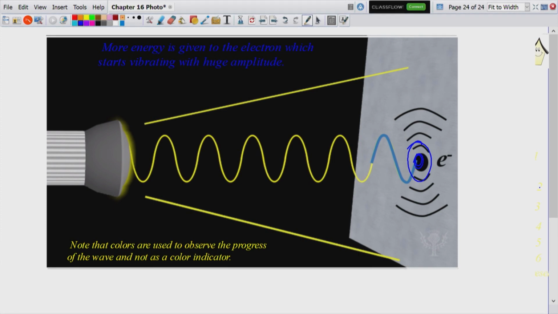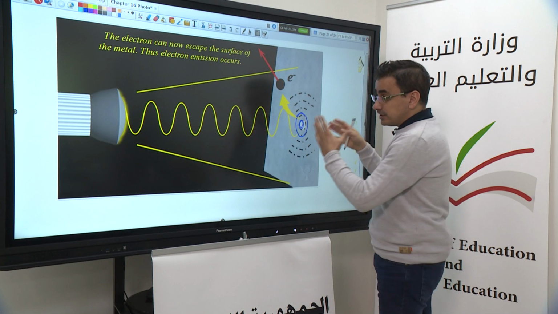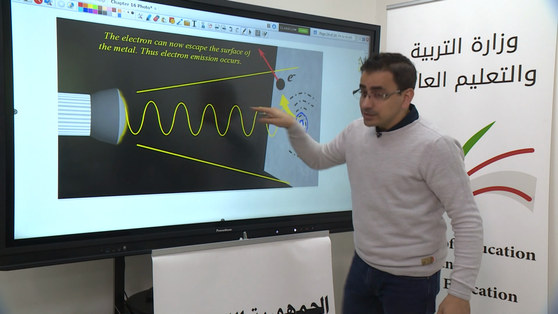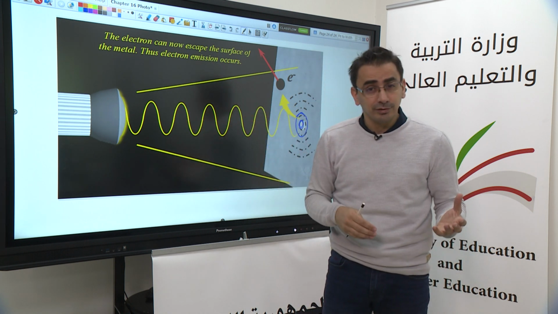Another part of the wave reaches the electron and it starts moving more and piles up. It builds up more amplitude, it vibrates more. Over here, the electron had received enough energy, a lot of energy, and the electron exits and is emitted out of the metal. So this was an explanation using waves. Now, if this were true, we would have seen photoelectric effect sooner or later.